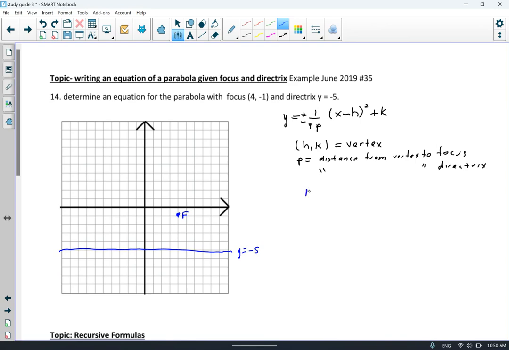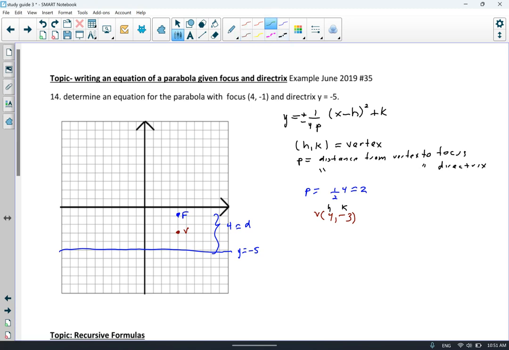And we know p is halfway in between because it's right between the vertex and the directrix. And so we know that this distance is 4 units. Therefore, p is 1/2 of 4, or 2. So right in between here is our vertex, and our vertex in this case is (4, -3). So this is h and this is k, and now we know p is 2.